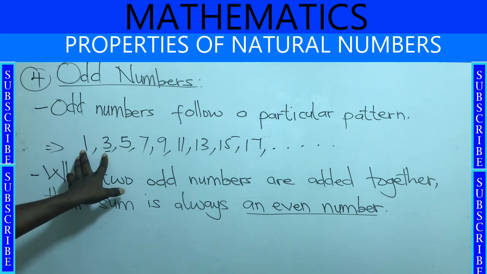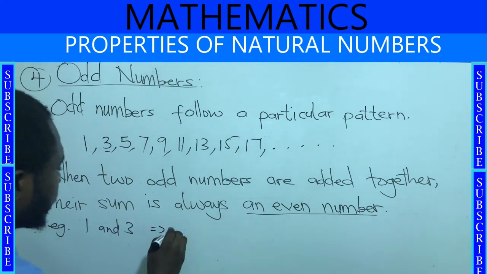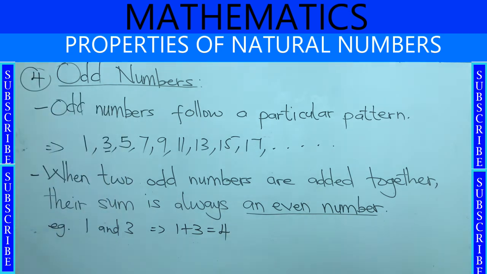Let's take the first two odd numbers. We have 1 and 3. Let's sum up 1 and 3. When you add 1 to 3, the sum is 4, meaning that 4, which is the sum, is an even number. We have added the first two odd numbers and their sum is an even number, 4. You can see that on the board.